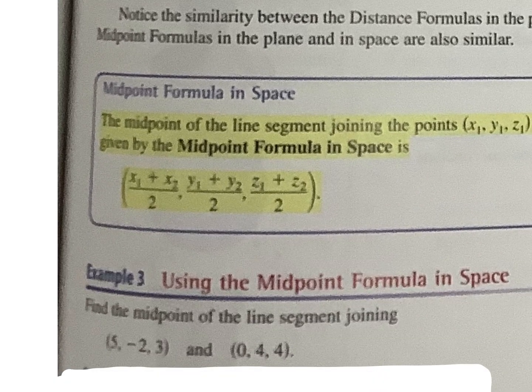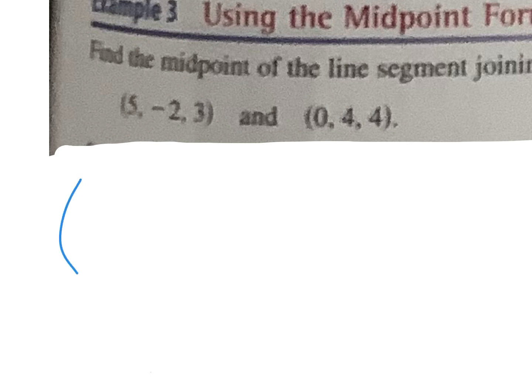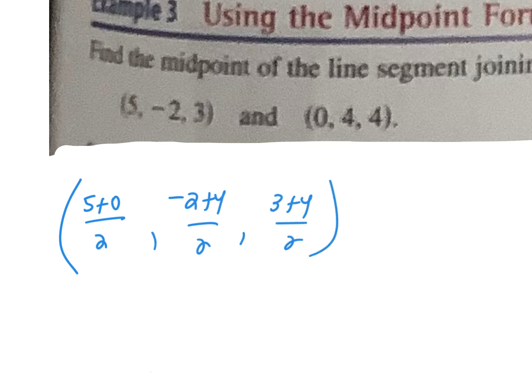Now, if they ask you to find the midpoint, you guys remember how to find the midpoint between 2 points on an xy? You add the x's, divide by 2. Add the y's, divide by 2. In this case, we also have a z value. So what do we do? Add the z's and divide by 2. So to find the midpoint here, I have 5 plus 0 divided by 2, comma, negative 2 plus 4 divided by 2, comma, 3 plus 4 divided by 2.